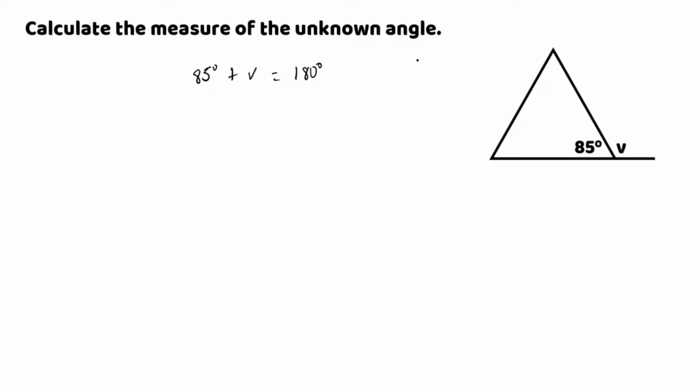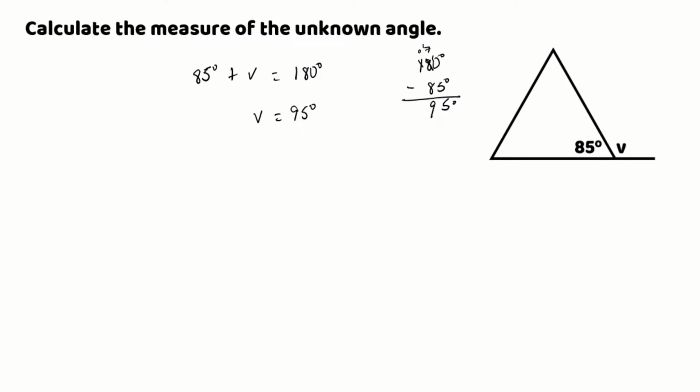And to find the measure of angle V, I'm simply going to subtract my 85 degrees from my 180 degrees. 5 can't be subtracted from 0, so we're going to borrow from 8, making it 7. 10 subtract 5 would be 5. We're going to borrow from 1, turning 7 into 17, and 17 subtract 8 is 9. So the measure of my angle V is 95 degrees.